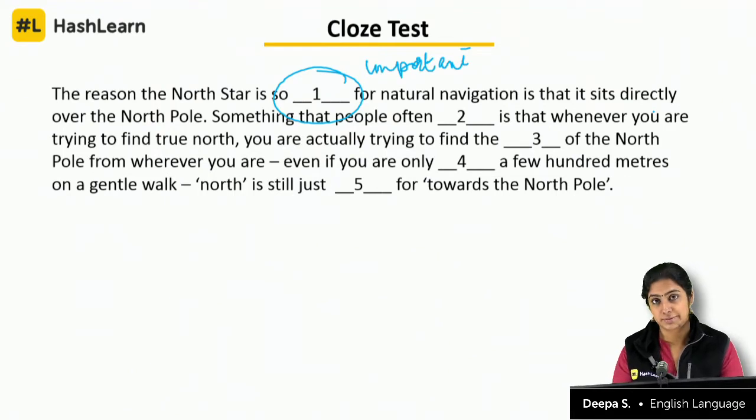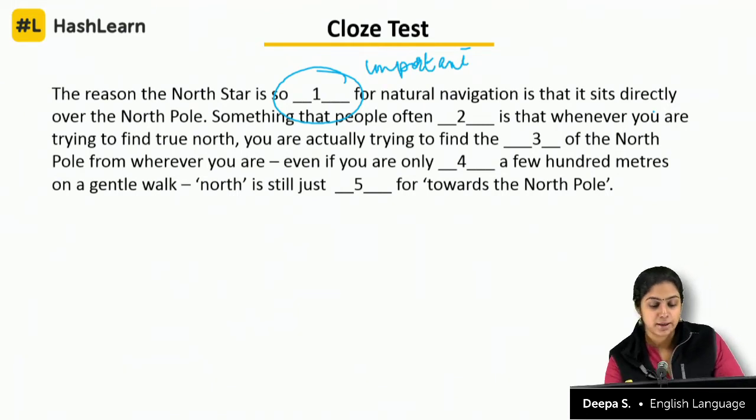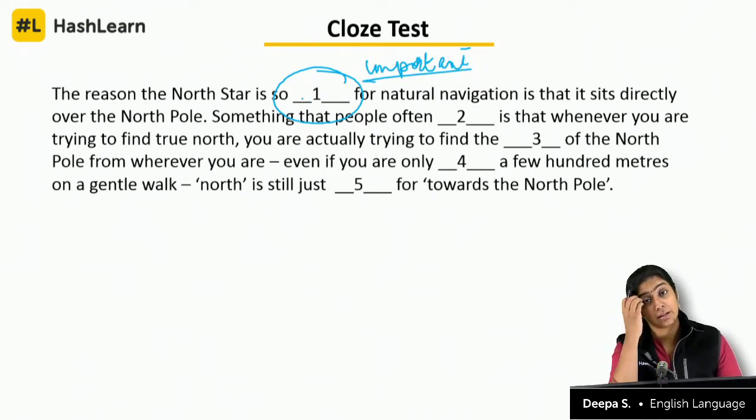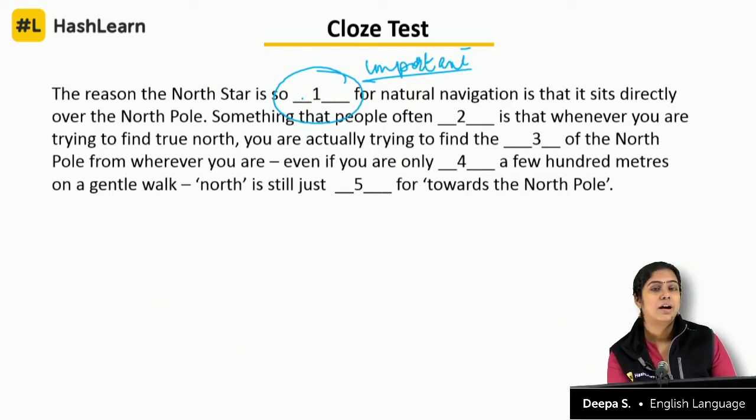True north. Now, I assume that you are aware of the Earth's North Pole and South Pole and the magnetic North Pole and South Pole. Correct? So, let's look at the options. Before we look at the options, I told you that one is probably a word that means important. It's not even necessary, I would say it's recommended that you have a fair idea of what to expect from these options so that it's easier for you to pick and choose.